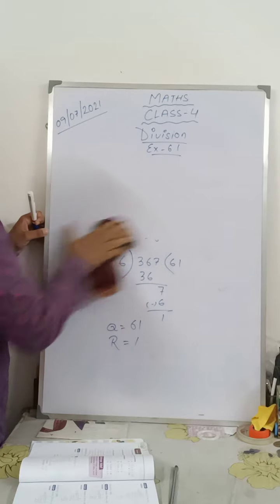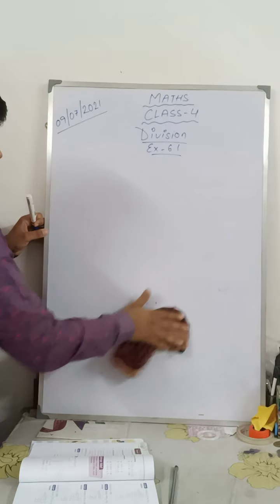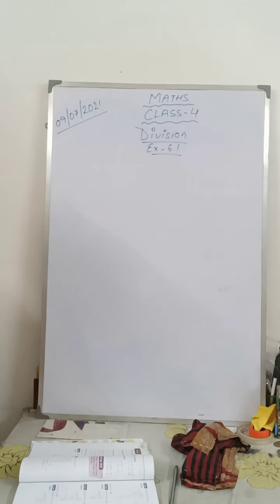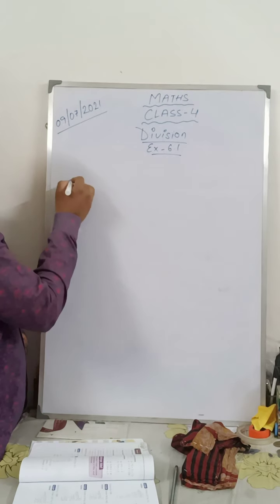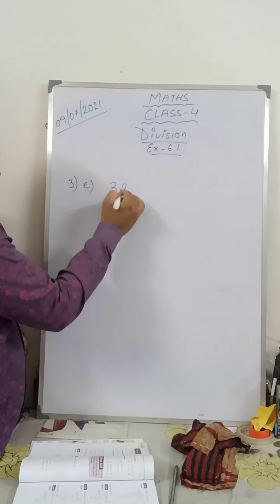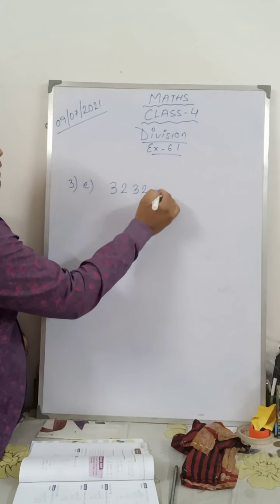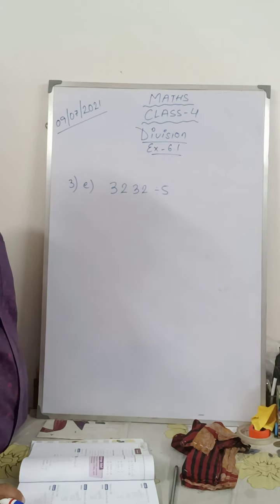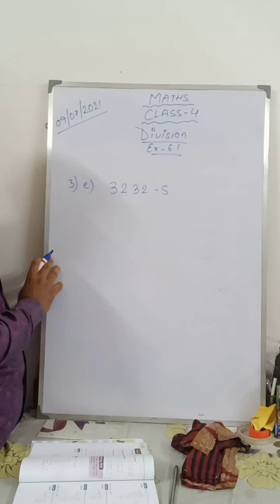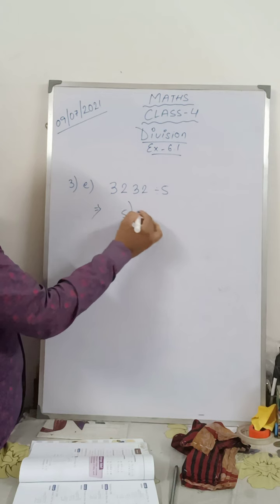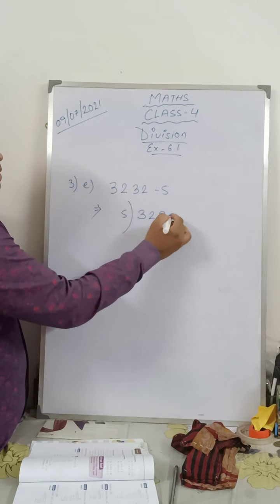In question number 3, they have said divide and check your division. So first you have to divide and then you have to check. I will show you how you have to do it. Let us see question number 3E. 3232 divided by 5. So when you divide this, let us divide 3232.